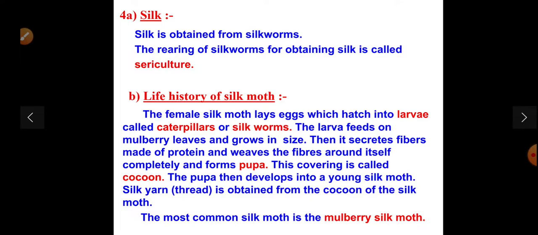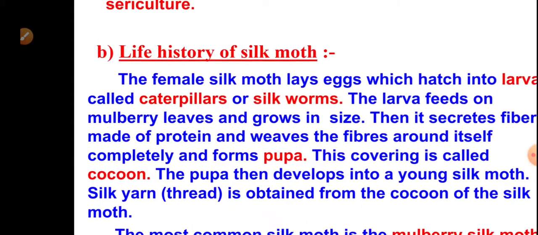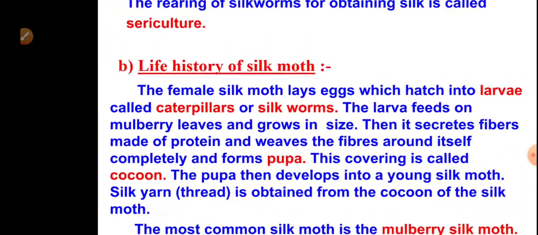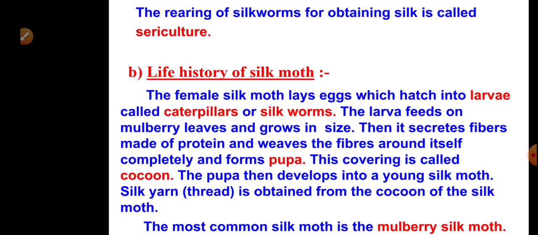The female silk moth lays eggs, which hatch into larvae called caterpillars or silkworms. The larva feeds on mulberry leaves, a kind of leaf from a plant called mulberry, and grows in size. Then it secretes fibers made up of protein and weaves the fiber around itself completely to form a pupa. This covering is called a cocoon. The pupa then develops into a young silk moth.